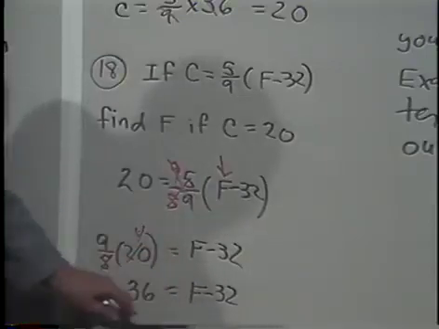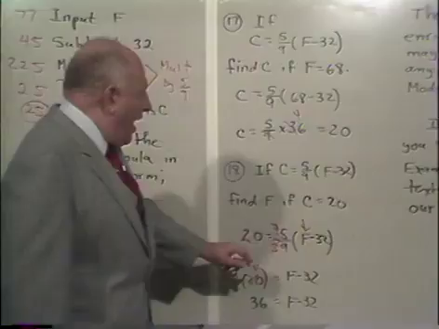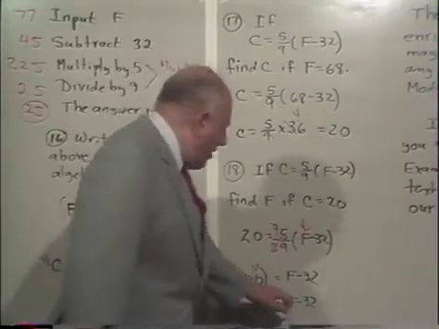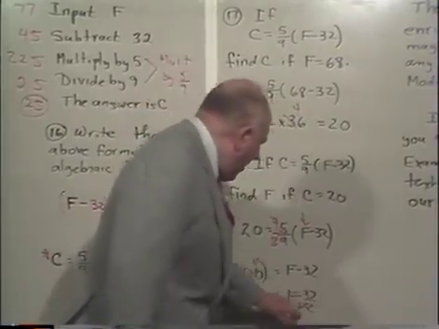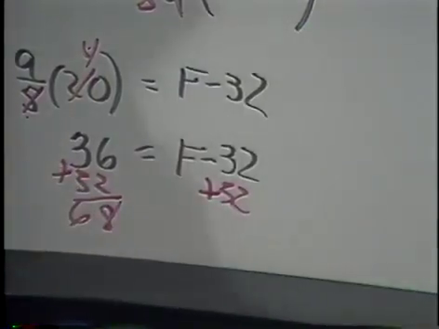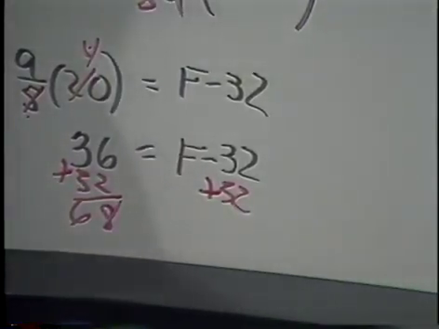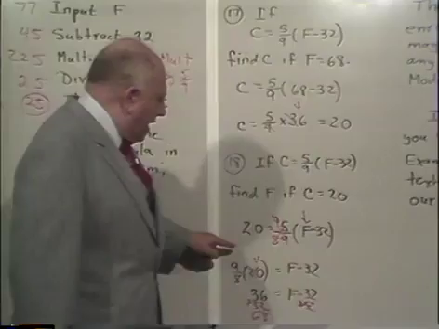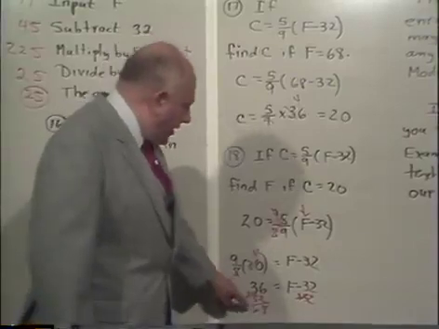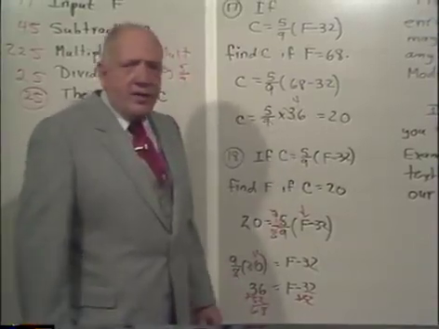So F minus 32 is 36. To find F by itself, you now have to do what? Get rid of the 32. Since the 32 is being subtracted, you have to add it. If you add 32 to one side, you have to add 32 to the other. And now you've done the inverse problem, where you've shown that if the Celsius temperature is 20, the Fahrenheit temperature had to be 68.